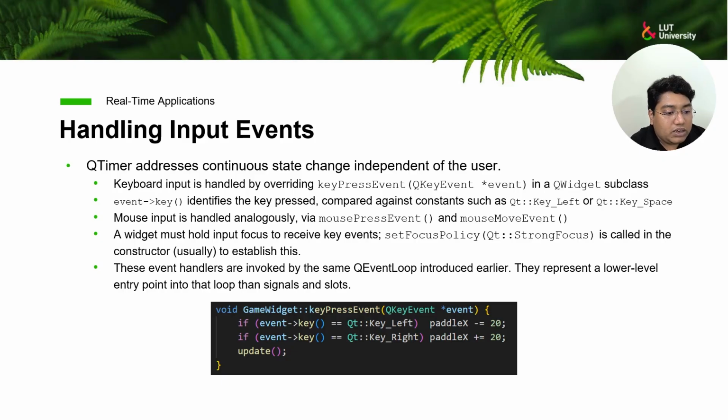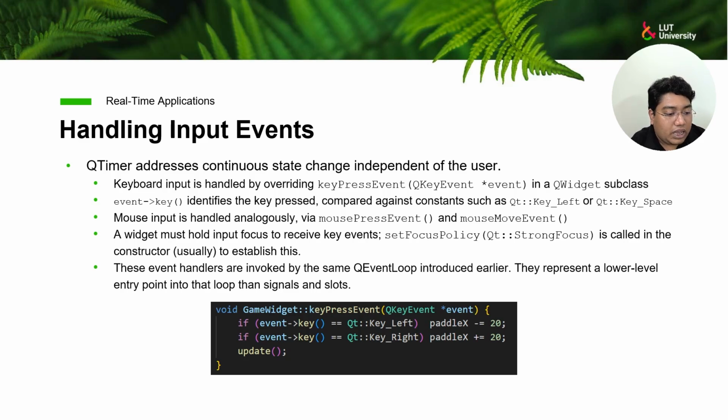For ordinary widgets, we've mostly relied on signals and slots, but for games, things work a little bit differently. Instead of clicking buttons, the player presses keys or moves the mouse. Qt handles this through event handler functions. For keyboard input, we override keyPressEvent. This is our keyPressEvent function, and whenever the user presses a key, Qt automatically calls that function.